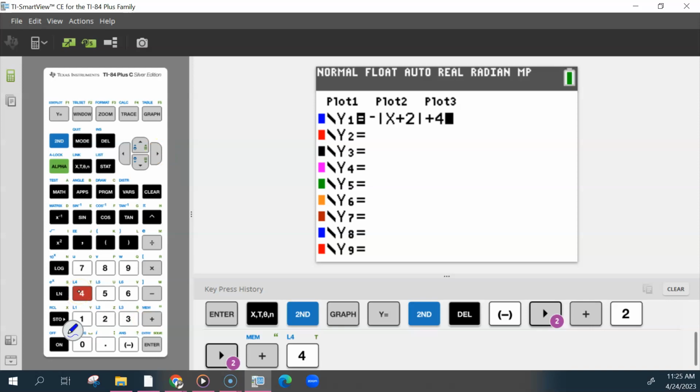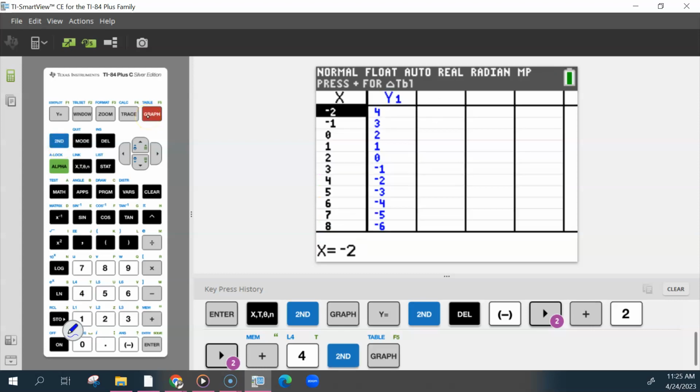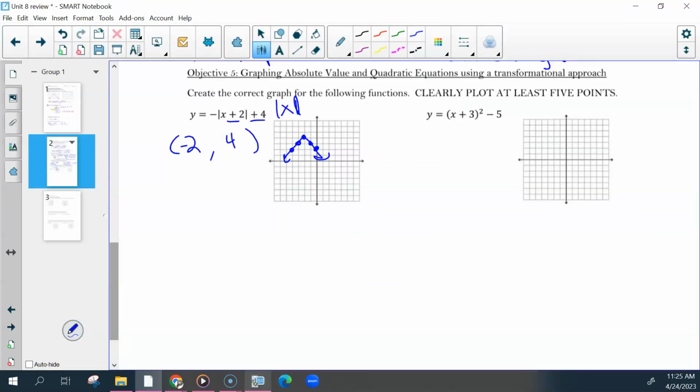Put it in your y equals. Go to your table and see if your points match. And they should. -2, 4 was our vertex. Then I went to 3, and then 2. -2, 4. Then I went to 3, then I went to 2, and it's going to keep going. Questions on that one before we do this last one?